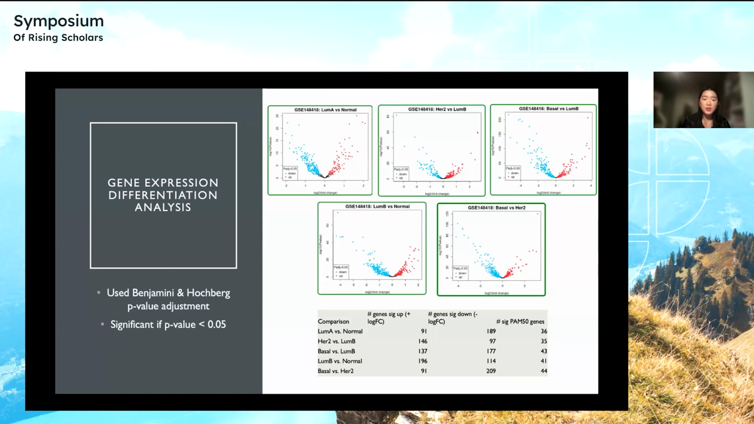And we used a Benjamini and Hochberg p-value adjustment to exclude the genes that were marked significant by random chance. And then we decided that the gene expression was significant if the p-value was less than 0.05. And so all of these genes that we marked as significant were very differentially expressed between the two subtypes, which means either one of them expressed it a lot or the other one did not express it at all, basically.